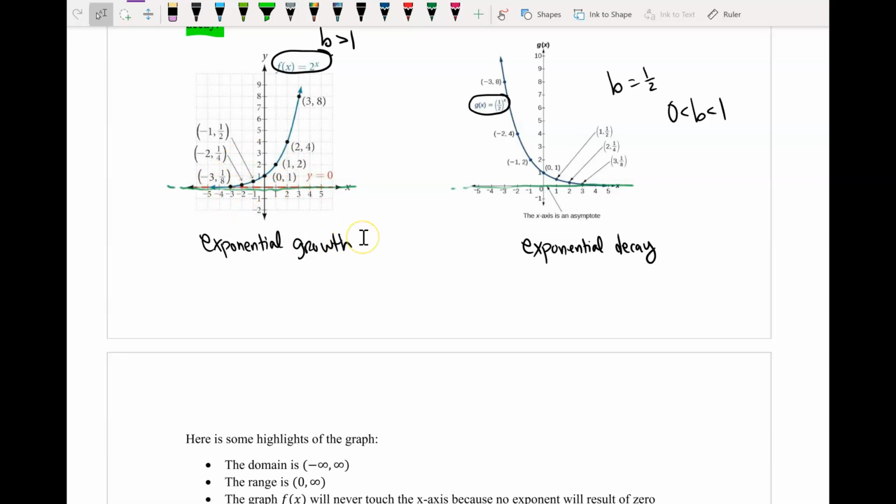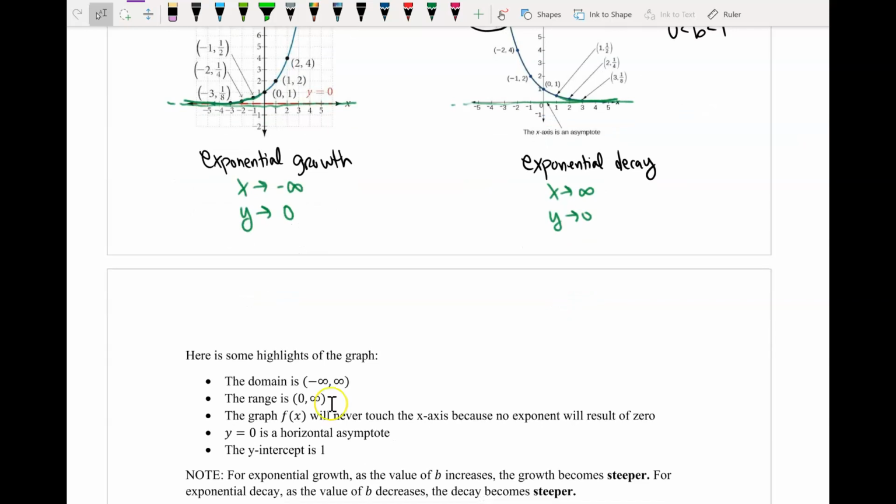So for exponential growth, as x goes to the negative side, the y value is going to go to 0. This is the asymptote. And for exponential decay, as x goes to the positive side, the y values go to 0. So that means that the horizontal asymptote will be at 0. And they always have that feature. Okay?